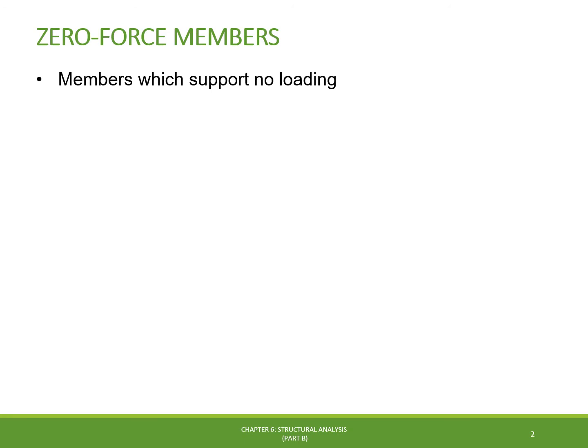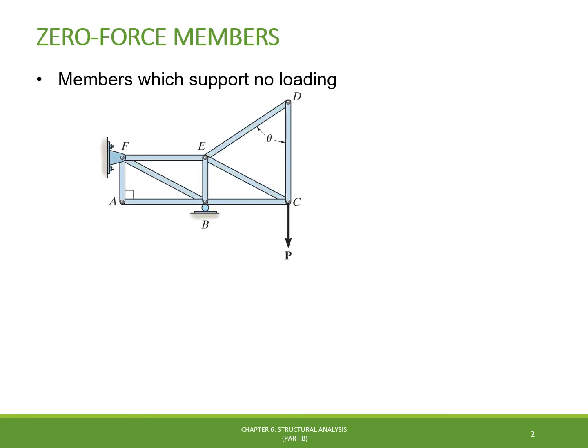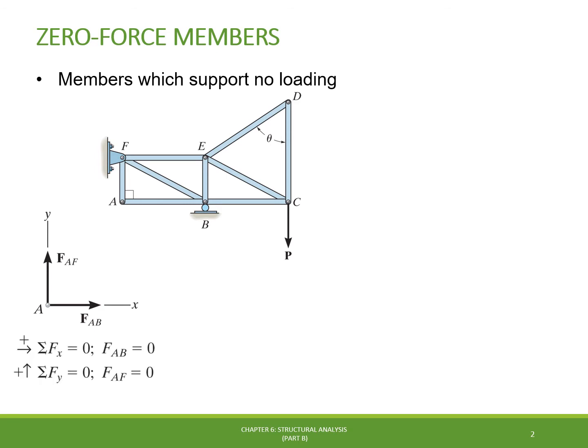There are some inspection rules we can apply to find the zero-force members of the truss. For example, let's consider the truss shown here. If we draw the free body diagram for joint A and apply the equations of equilibrium for the forces in the x and y directions, we easily see that the forces coming from members AB and AF are zero, and therefore these are zero-force members.